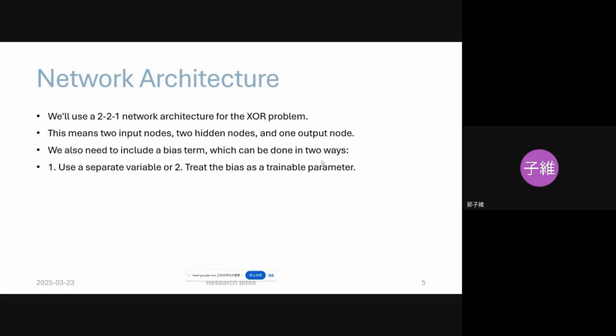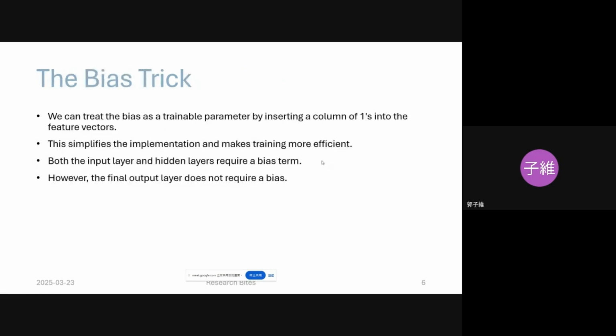And we also need to include a bias term. We can do it in two ways. We can use it separately or treat the bias as a trainable parameter. We can treat the bias as a trainable parameter by inserting a column of ones into the feature vector in the context of the exclusive OR dataset. This simplifies the implementation and makes training more efficient. But we need to remember that in the final output, it does not require a bias.